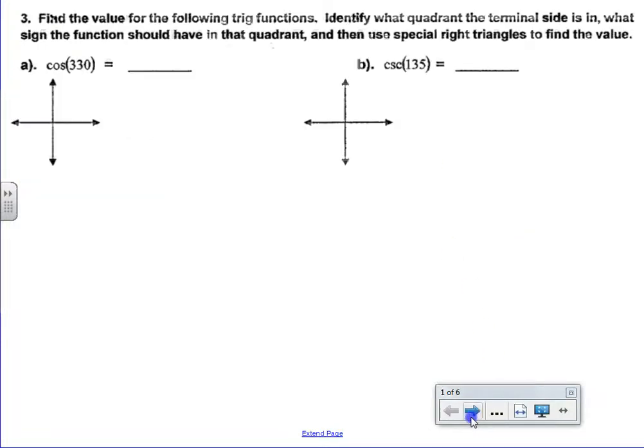Definitely need to review some 45, 45, 90 work for what comes next. We're going to have you draw a strange angle that's not in the first quadrant.